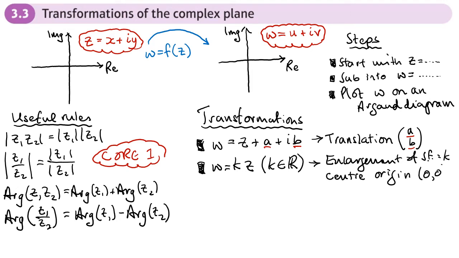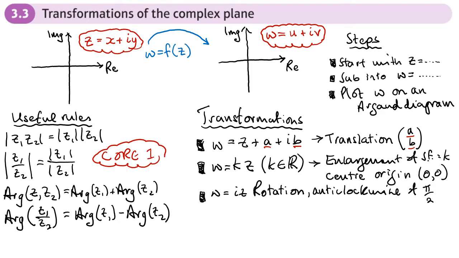Okay, so if you see something like that, you know it's going to be an enlargement. And if you see something like this, W equals iZ, this is actually a rotation. So if you take your equation, you multiply it by i, you end up with a rotation, and it's actually a rotation which is anti-clockwise of pi over 2, so 90 degrees, and the center of rotation is the origin again.